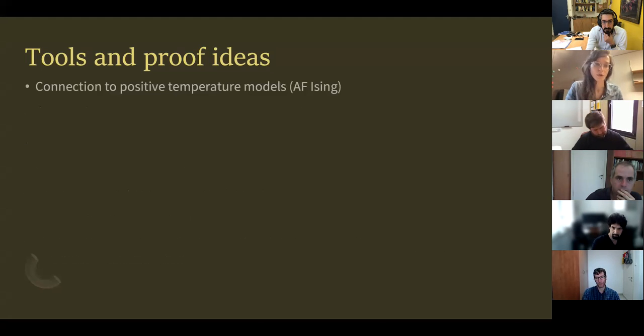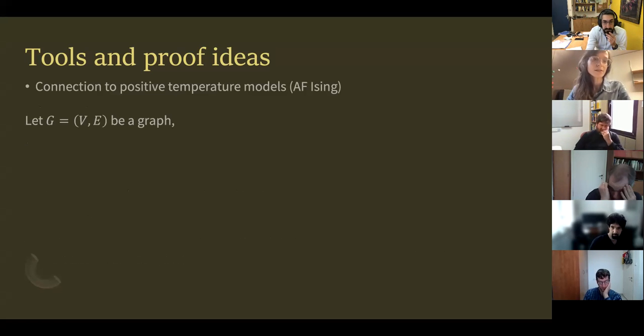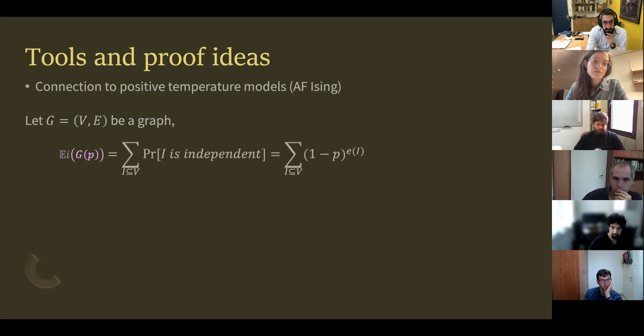Okay, so let me start with showing the connection to this other model. Assume that we have any graph G, not necessarily QD, and we want to look at a random subgraph of it. So G_p will just be the subgraph where we keep each edge independently with probability p. And we want to look at the expected number of independent sets in this graph. So this will just be the sum of probabilities, but each edge is deleted with probability 1 minus p, so we just get this sum.